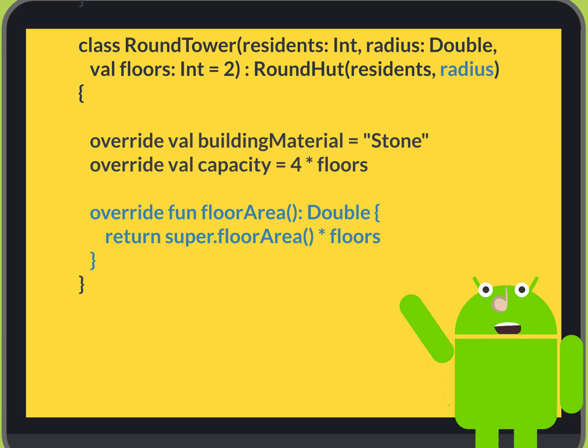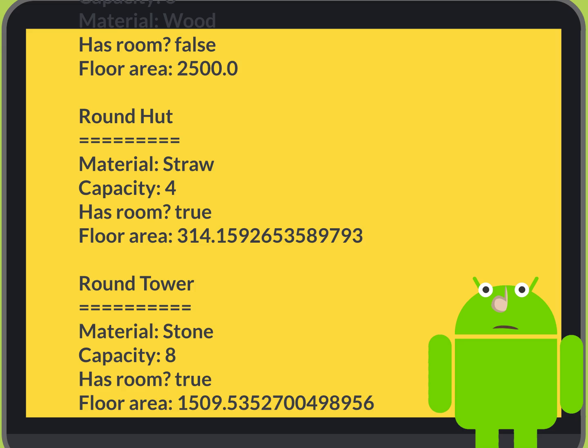4. In round tower, override floor area to give it an implementation, multiplying the area by the number of floors. This is the best of both worlds. You can inherit the functions you need and replace the functions you don't need. This code works fine, but there is a way to avoid reusing code already in the parent class round hut.